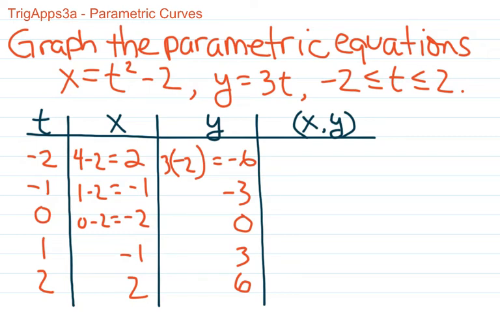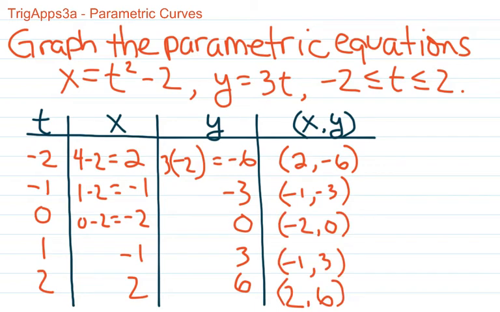Okay, now I'll just take those individual points and I'll create the ordered pair. So 2, -6, -1, -3, and so on. So I have 5 ordered pairs, 5 points that I'll actually plot on the graph.